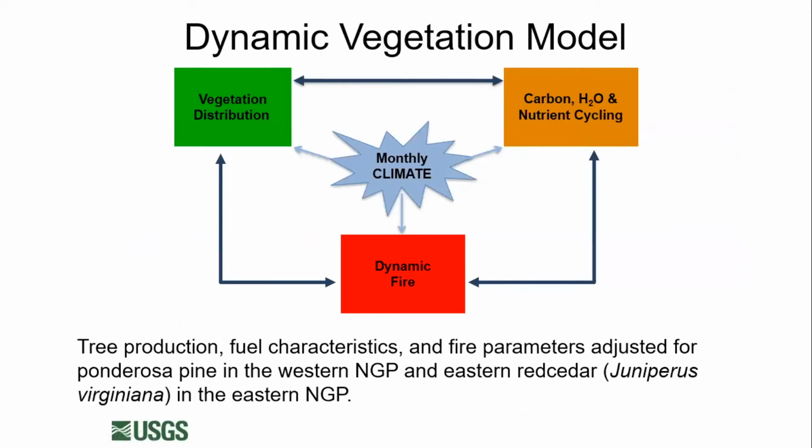Our tool was MC1, a model that simulates vegetation type, biogeochemical cycling, and dynamic fire in a highly interactive manner. We customized the model for the Northern Great Plains in a variety of ways, including adjusting tree production, fuel characteristics, and fire parameters for ponderosa pine in the western half of our study area and eastern red cedar in the eastern part of our study area.